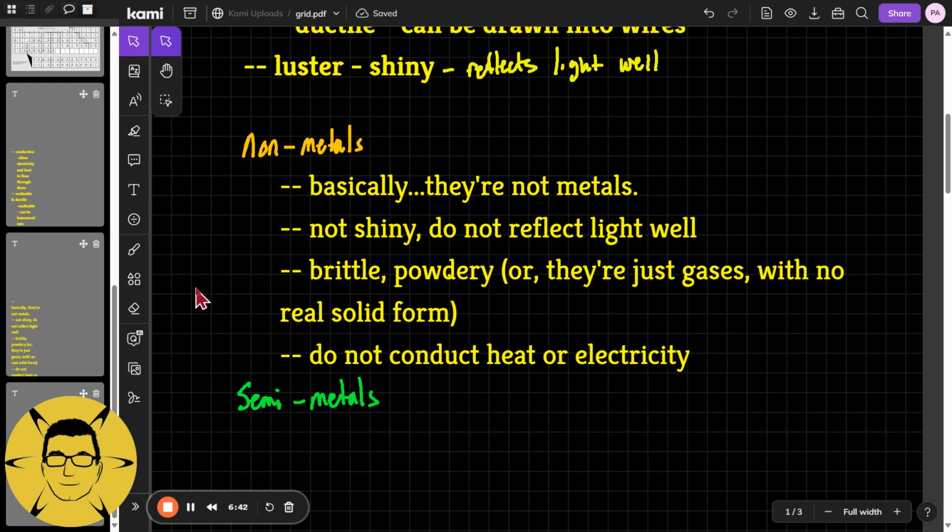You can't draw it into wires. You can't do that sort of thing. Or they're just gases, and so they don't really have a solid form. So they don't have those properties, and they do not conduct heat or electricity.